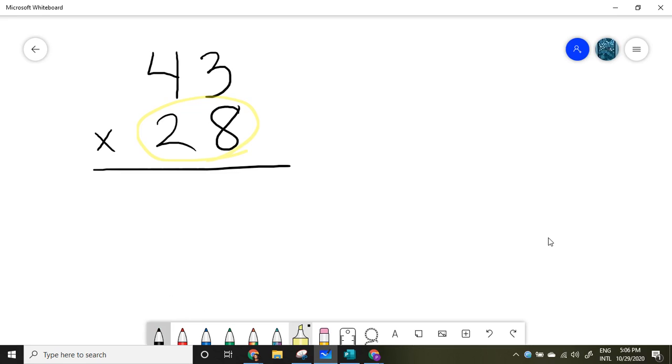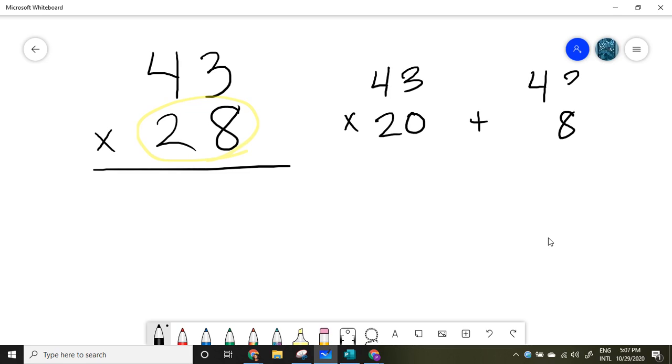28 has 2 10s, so that's the same as 20. 8, that's 8 1s, so I will put my 8 over here. That means that instead of doing 43 times 28, I could do 43 times 20 and add it to 43 times 8. Let's just store that over here to help us strategize.